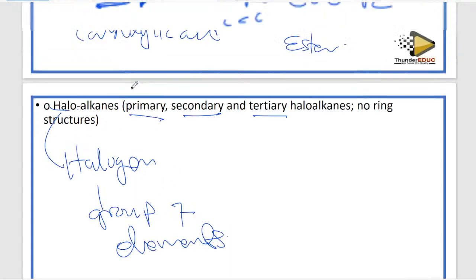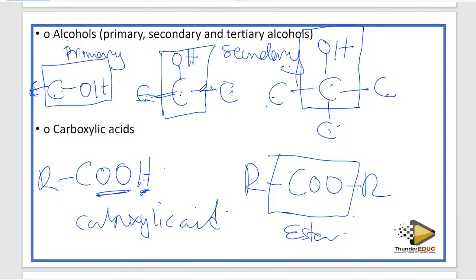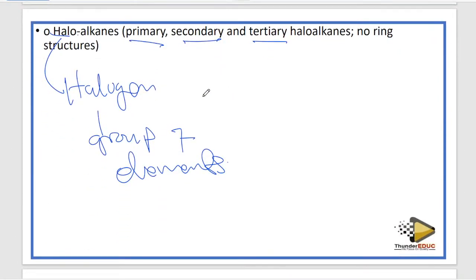What does it mean? It looks like alcohol, but in this case, I will replace this OH with a halogen. Remember, in group 7, the elements we talk about are fluorine, chlorine, bromine, and iodine. Those are the elements we talk about in group 7.